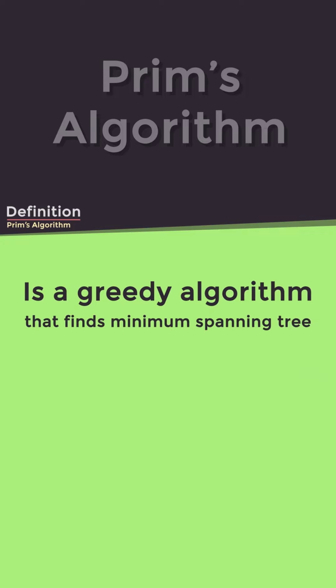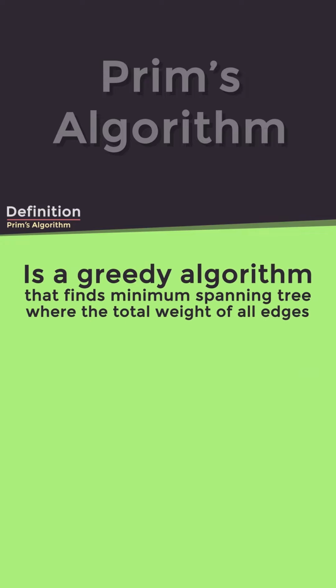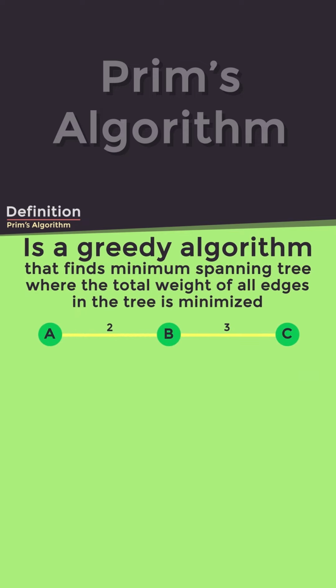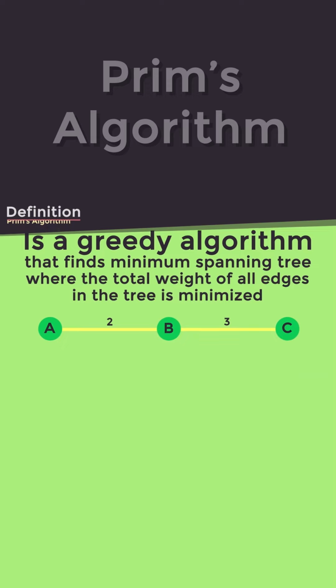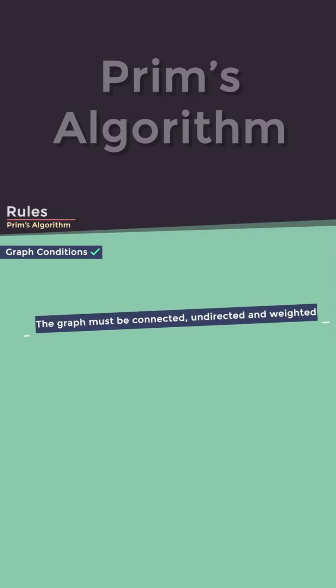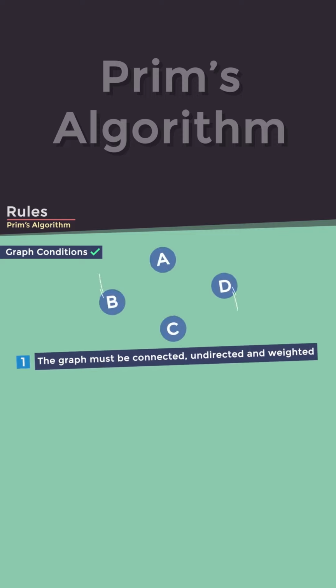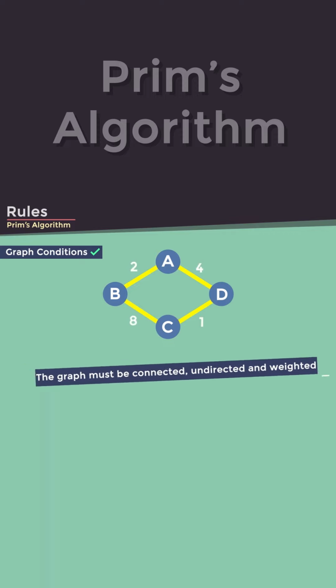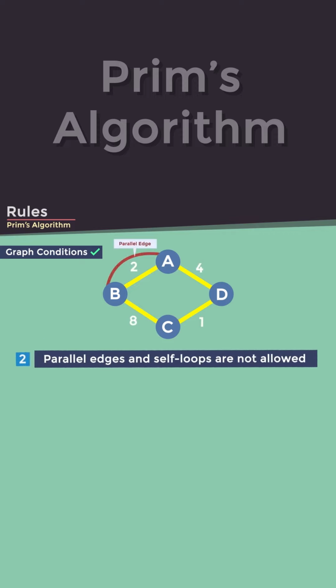Prim's algorithm is a greedy algorithm that finds a minimum spanning tree where the total weight of all edges in the tree is minimized. There are conditions corresponding to the original graph. The first one is that the graph must be connected, undirected, and weighted. Additionally, parallel edges and self-loops are not allowed.